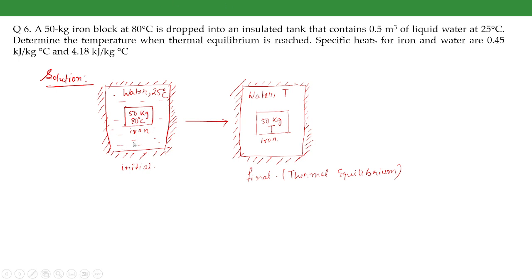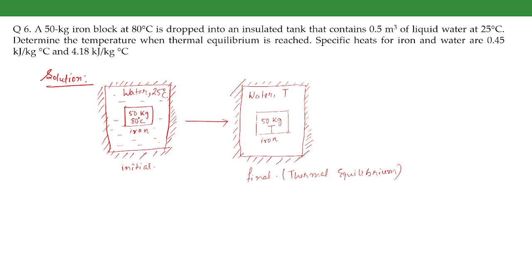So this block of iron, 50 kg of iron, is dropped into a tank which contains water at 25 degrees Celsius. The temperature of iron is 80 degrees Celsius. This is the initial condition. Since the iron is at a higher temperature and the water is at a lower temperature, there will be a heat transfer between them, which will result in the temperature of the water increasing and the temperature of the iron decreasing, until both approach the same temperature. That is when thermal equilibrium will be attained.